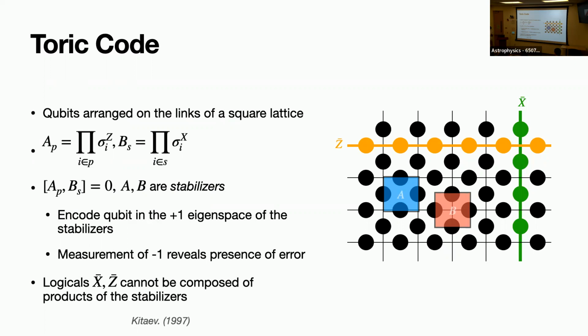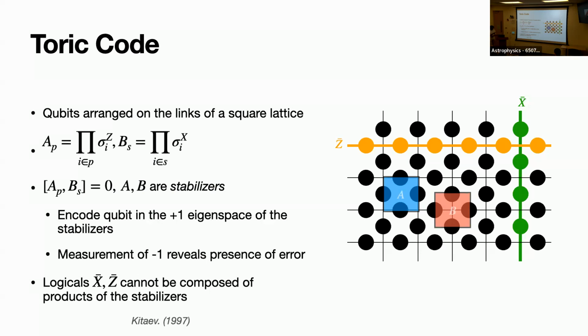So this gives us a scheme where we go in and repeatedly measure the A and B operators. And if they turn up a minus one measurement, that reveals the presence of an error. And this is the scheme that we use to implement the error correction in practice.